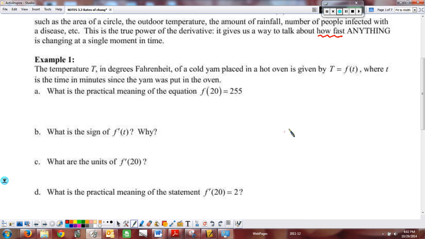So the first thing, maybe we want to think about what the picture is going to look like for this function, have some idea of what will happen. We have some initial temperature of the yam. So we'll put T sub 0, initial temperature. We like to use that kind of notation for it. And since it's a cold yam put into a hot oven, we'll say that the temperature of the oven will be up here. So T sub, a lot of times they call this T sub A, but they'll use different letters.